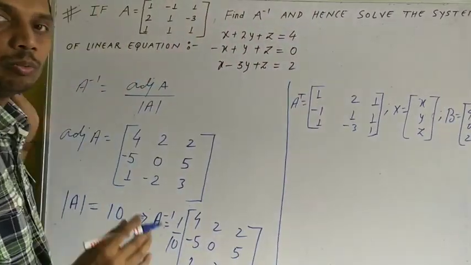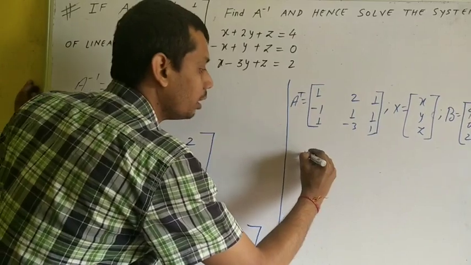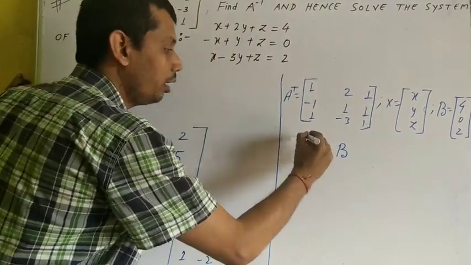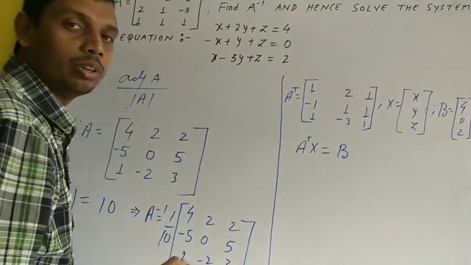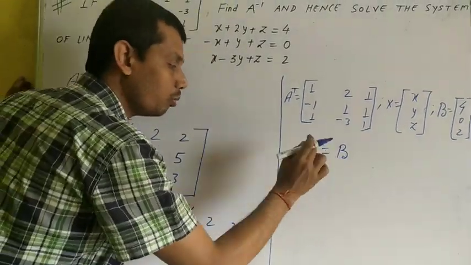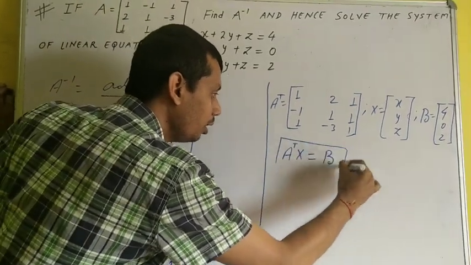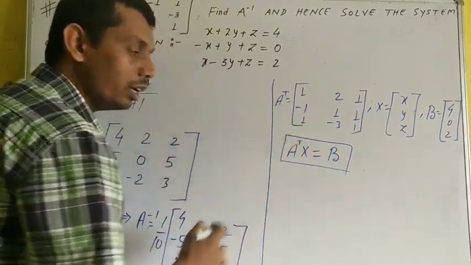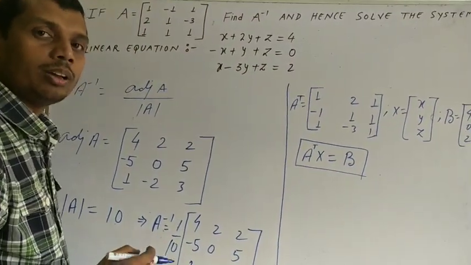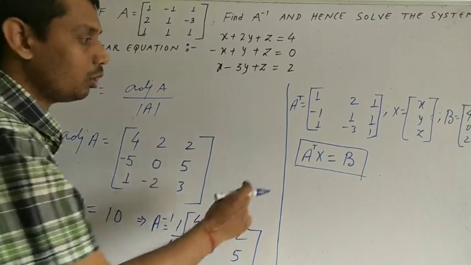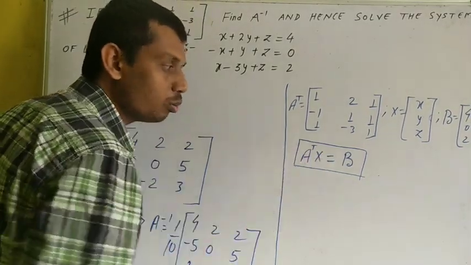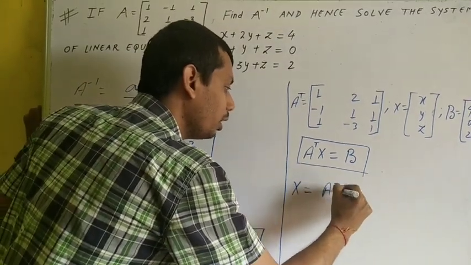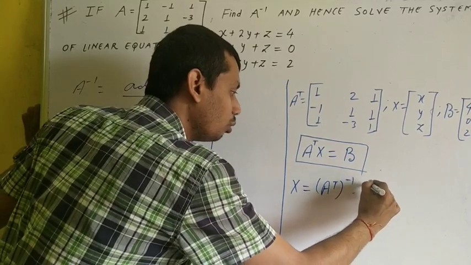As we know, the system of equations is AX equals B. Here it is in the form of A transpose, so we write A transpose X equals B. We have to mention this while solving the numerical, that we are using this equation in order to determine the values of X, Y and Z. So A transpose X is equal to B, or we can say that X is equal to A transpose inverse into B.